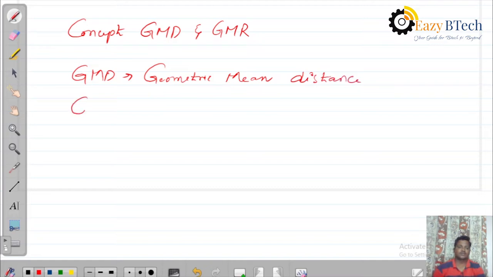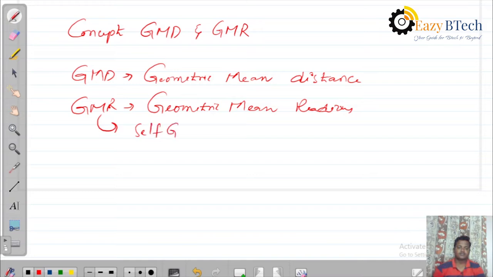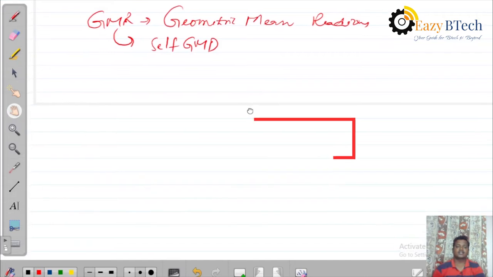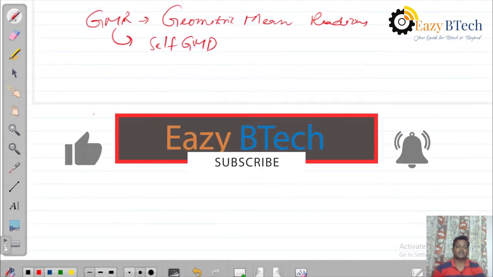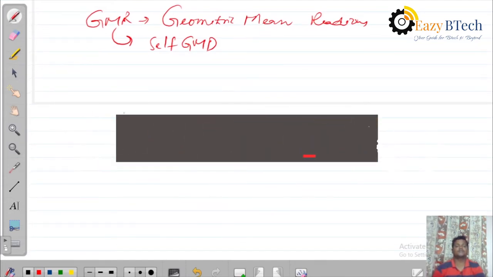And GMR, what is GMR? GMR is nothing but geometric mean radius. The GMR is also called self GMD. Now, how to calculate these GMD and GMR? In a shortcut way, I will tell you the formula.